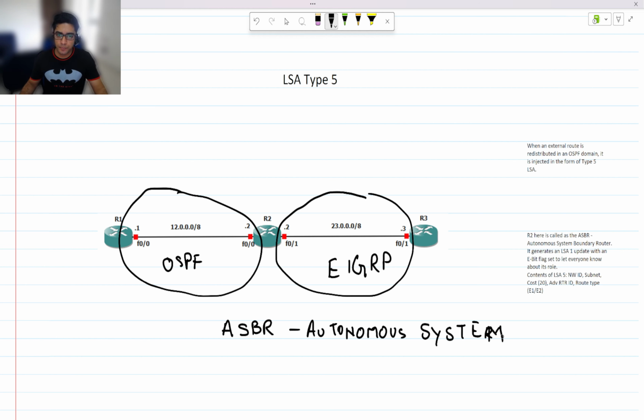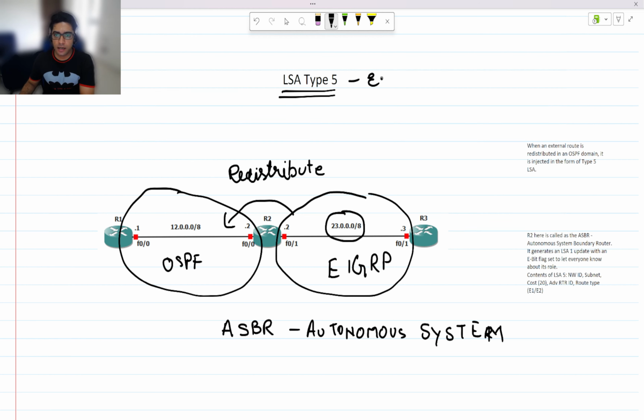And how does it create it? Obviously, if I want the EIGRP network, that is this 23 network, to be injected in the OSPF network, I will have to redistribute it. I will have to redistribute the EIGRP network into the OSPF network. That's how I will inject it. When R2 here is the ASBR, and it injects the EIGRP network into the OSPF network, it generates the LSA type 5, or the external LSA.